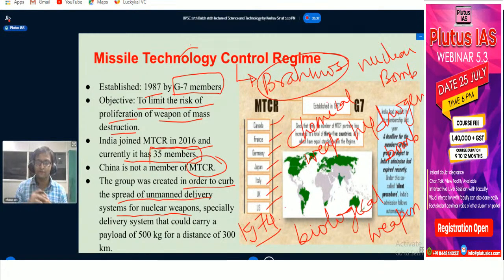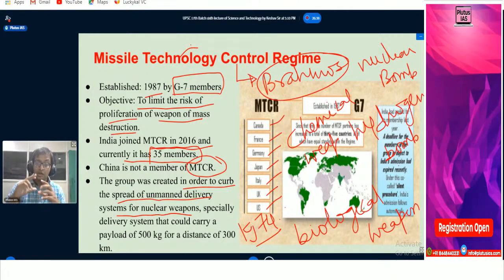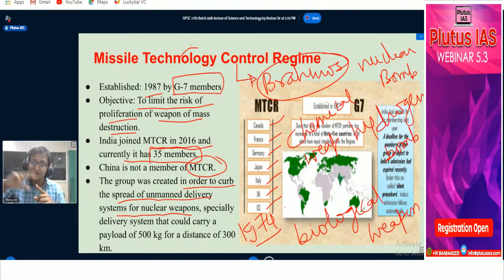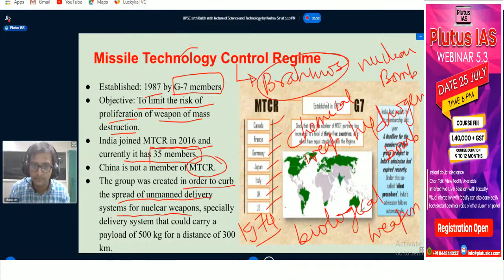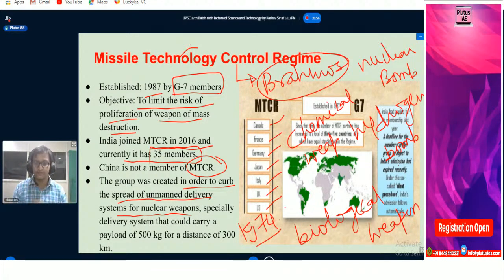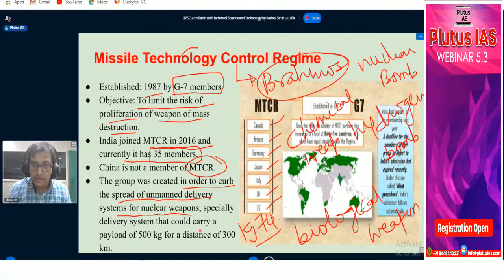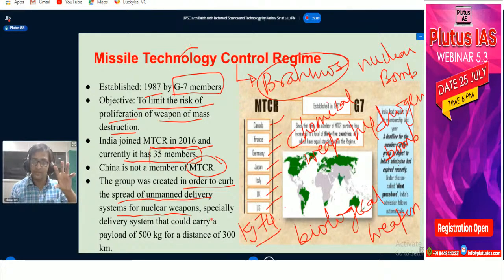It is particularly for missile technology, so that no country can provide other countries such type of missiles which can be used as nuclear bombing or hydrogen bombing or any such type of weapon of mass destruction. Clear now? So MTCR is basically for missile technology. Now, what was the curb?